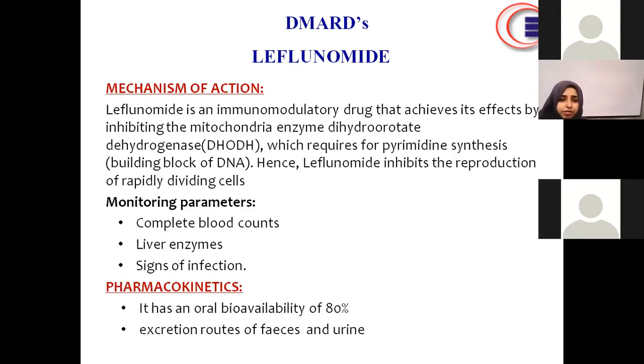Then we have leflunomide. Leflunomide is an immunomodulatory drug that achieves its effects by inhibiting mitochondrial enzyme dihydroorotate dehydrogenase, which is required for pyrimidine synthesis. अब बेटा आ गई pyrimidine synthesis, यानी building block of DNA. So what is the potential adverse effect? चलो, let's check the chapter. ठीक है, so I'm talking about leflunomide. It is basically an inhibitor of dihydroorotate dehydrogenase, which is required for pyrimidine synthesis, that is the building blocks of DNA.